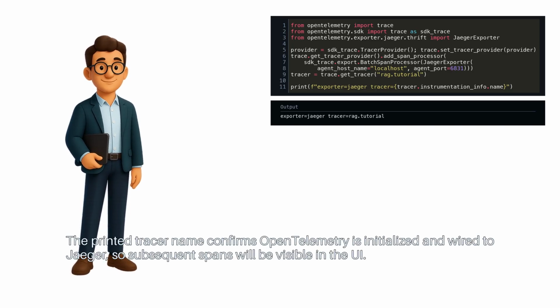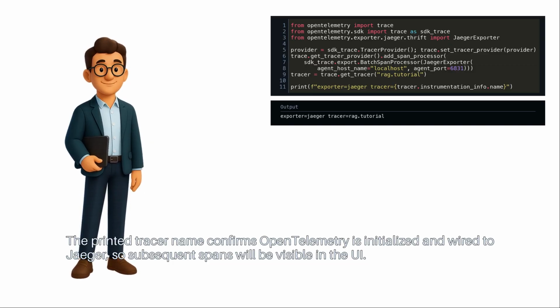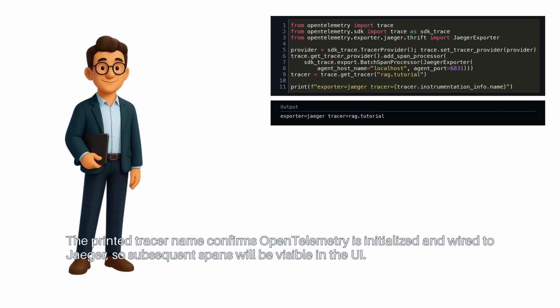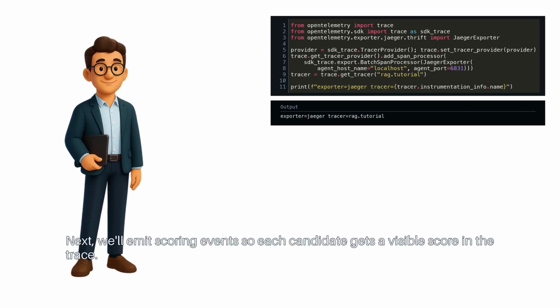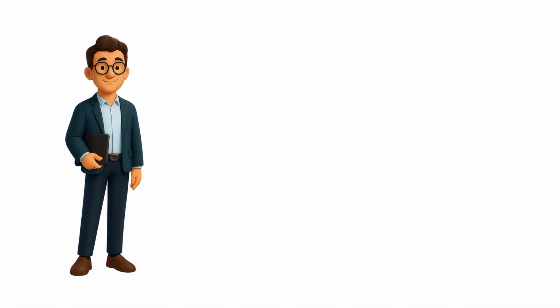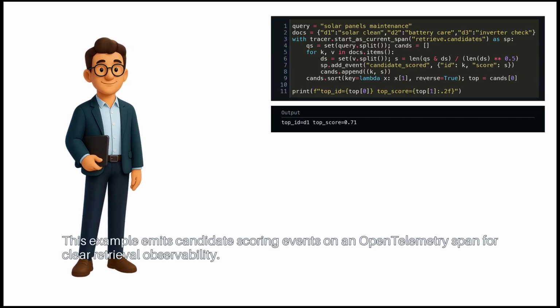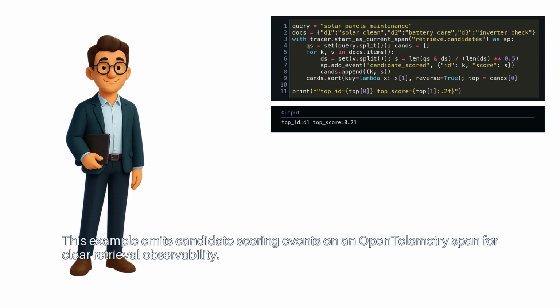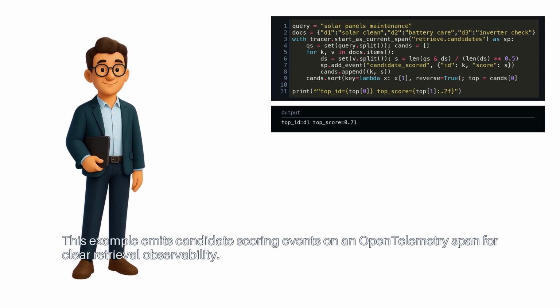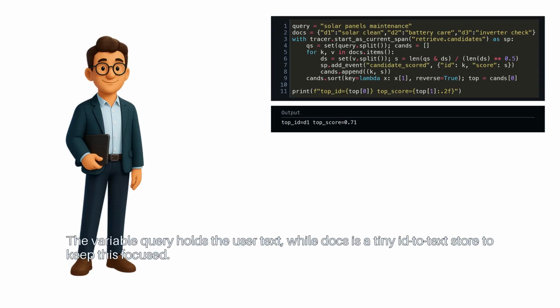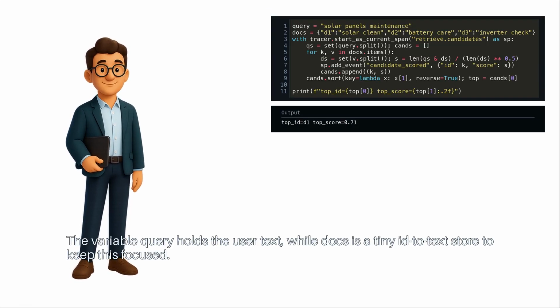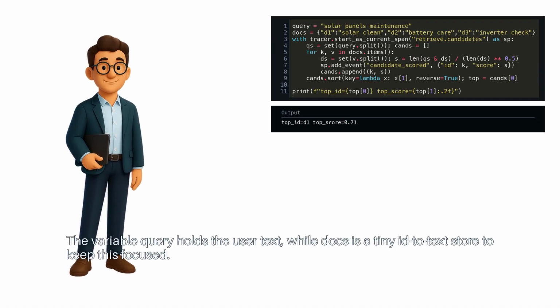The printed tracer name confirms OpenTelemetry is initialized and wired to Jaeger, so subsequent spans will be visible in the UI. Next, we'll emit scoring events, so each candidate gets a visible score in the trace. This example emits candidate scoring events on an OpenTelemetry span for clear retrieval observability. The variable query holds the user text, while docs is a tiny ID to text store to keep this focused.